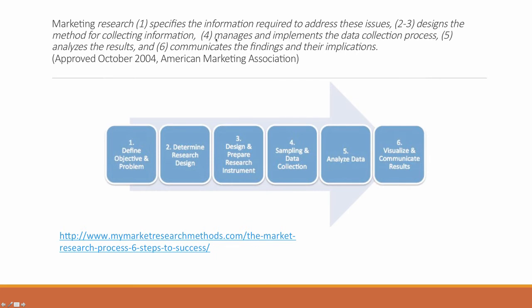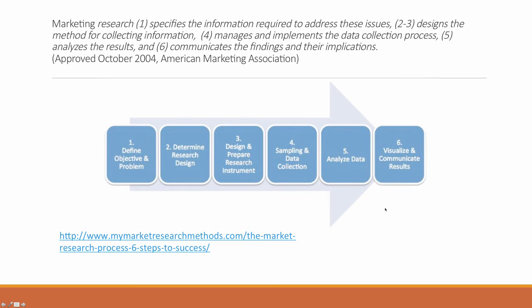Step 4 in the AMA definition is to manage and implement the data collection process. And our step 4 is the sampling and data collection process. Number 5 in AMA is to analyze the results. Ours also is to analyze the data. And then number 6 is to communicate the findings and their implications. And the 6th step is to visually show and communicate the results of our survey.